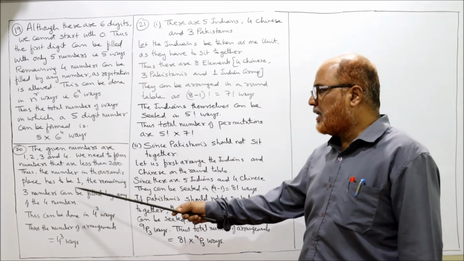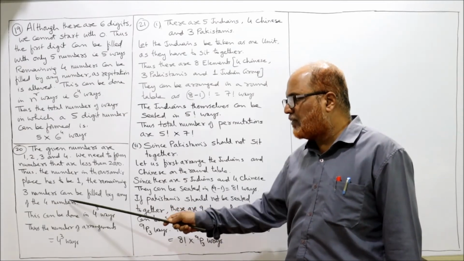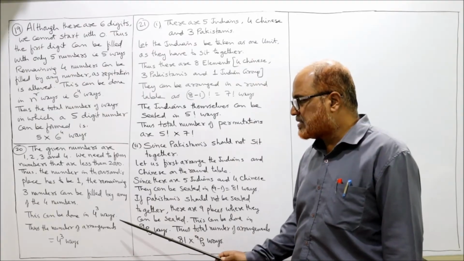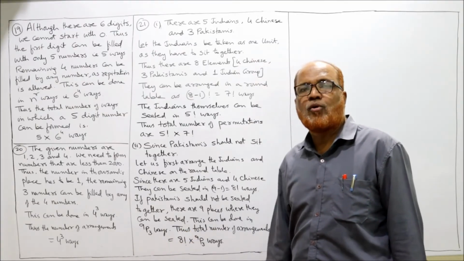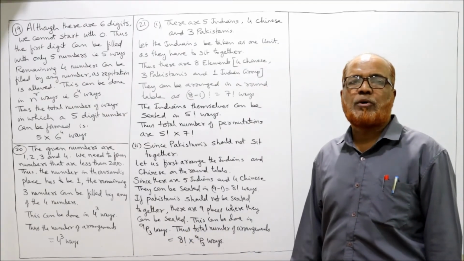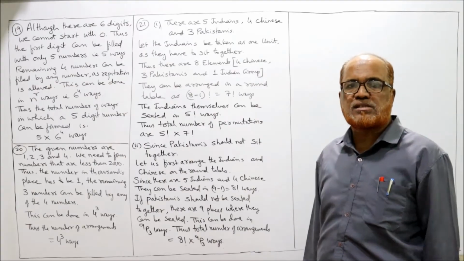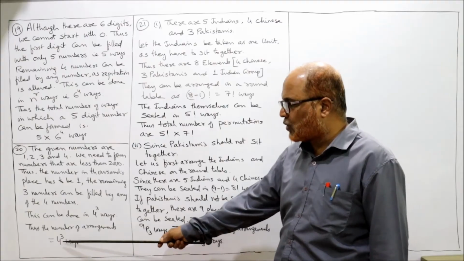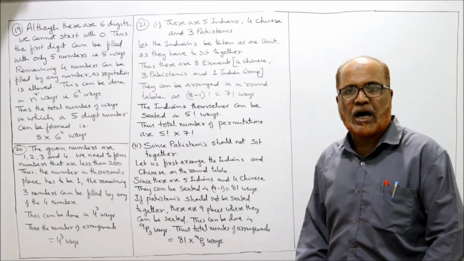So the remaining 3 places can be filled by any of the 4 numbers. This can be done in 4 to the power of 3 ways. That is, the number of arrangements is n to the power of r. Here n means 4 digits and the number of digits we have to take is 3. So 4 to the power of 3 ways we can arrange.